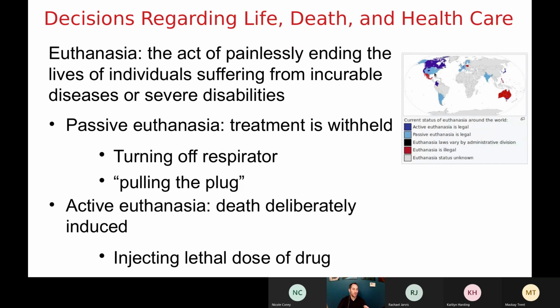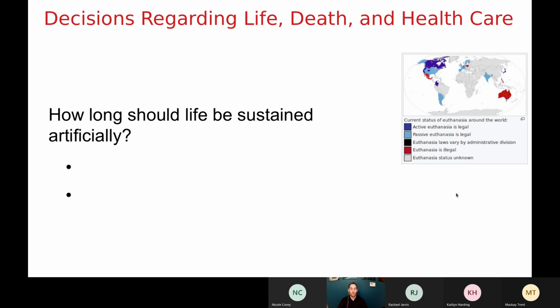I'm not sure if Colorado, for example, if active euthanasia is still legal there. I could probably just ask my cousin who's a nurse in Colorado. I'm sure she would know, or Google. I bet Google would know too.